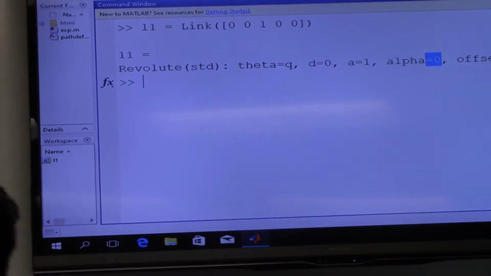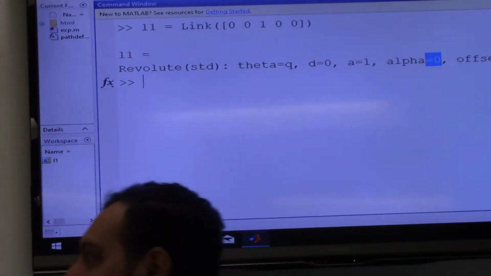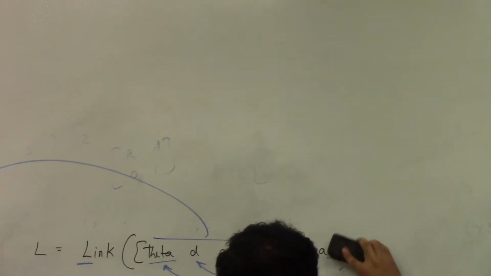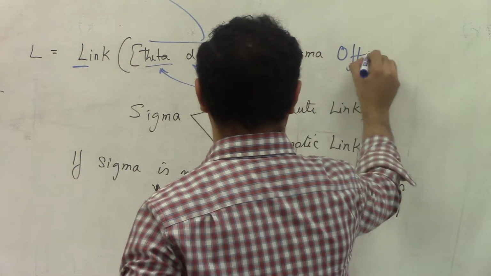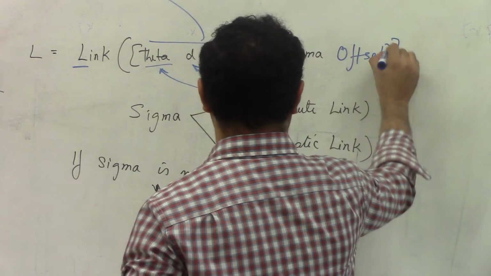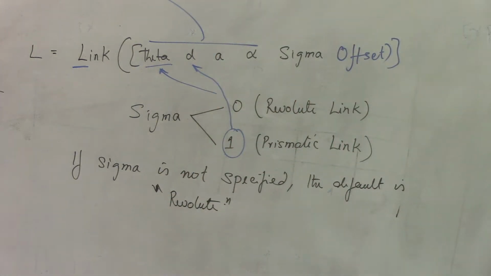So you can actually give a link offset. So let's say that the link does not always start from 0, it starts from something. If I want to give an offset, you can also add an offset parameter here, but we don't really use it, so I'm not going to recommend that at this point. But these two are optional. As I mentioned, sigma by default will take it as 0, but if you want to give a prismatic link, then you have to give it as 1.